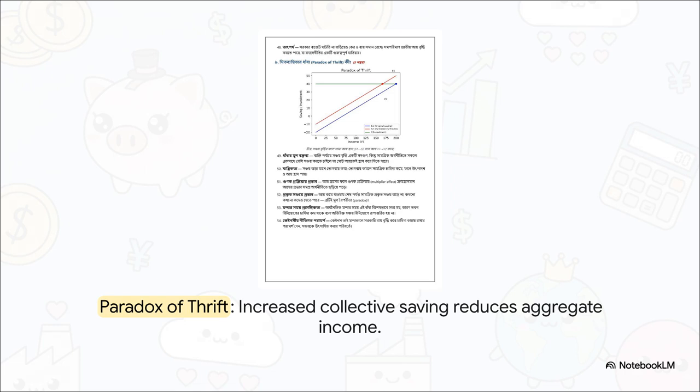Here is how it plays out. If people suddenly want to save more, they stop buying goods. Right away, aggregate demand plummets. Factories start seeing their unsold inventory pile up, so what do they do? They cut production and they lay off workers. And ironically, because everyone's income just dropped, our total national saving ends up falling, or at best, just staying exactly the same. By all trying to save more, we actually ruined our collective ability to save. This paradox hits especially hard during economic depressions.